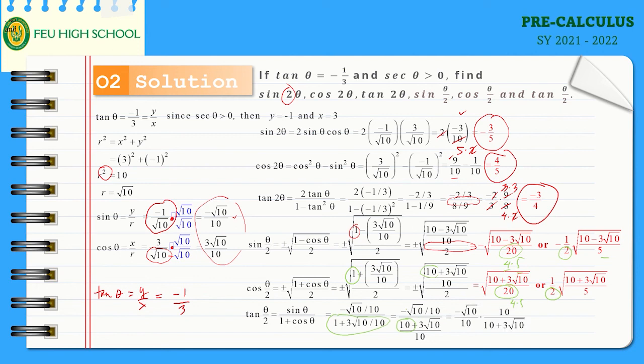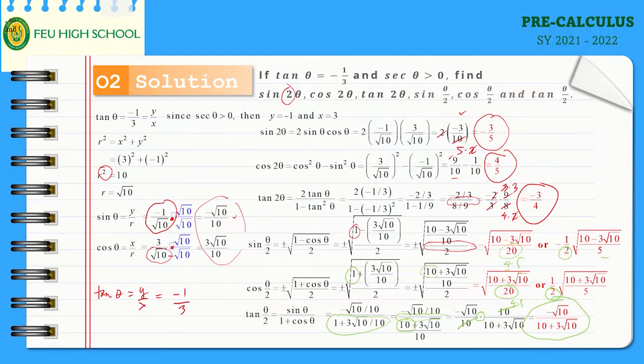Then, we copy the common denominator, which is 10. Then, we change this main fraction bar in here into multiplication. Then, we get the reciprocal of whatever is in the denominator. Yung nasa baba. So, reciprocal ng ating 10 plus 3 square root of 10 over 10 is 10 over 10 plus 3 square root of 10. And then, we can cancel out the 10. So, yung matitira, negative square root of 10 over 10 plus 3 square root of 10. So, wala na tayong magagawa dito. So, ito yung final answer natin.